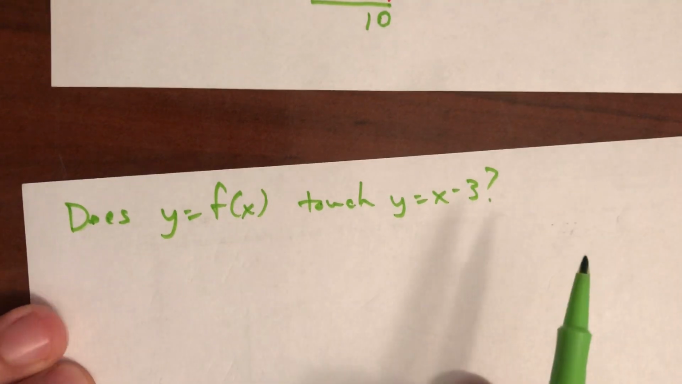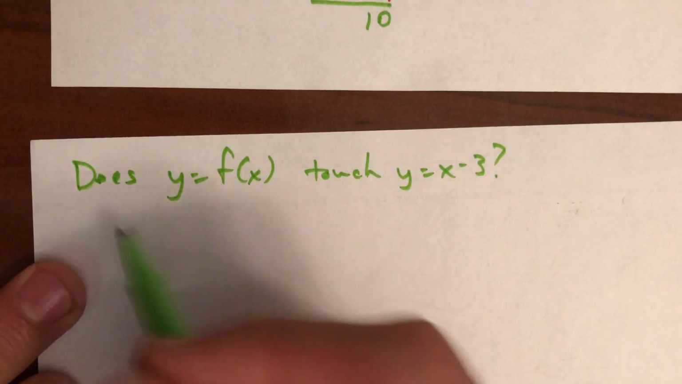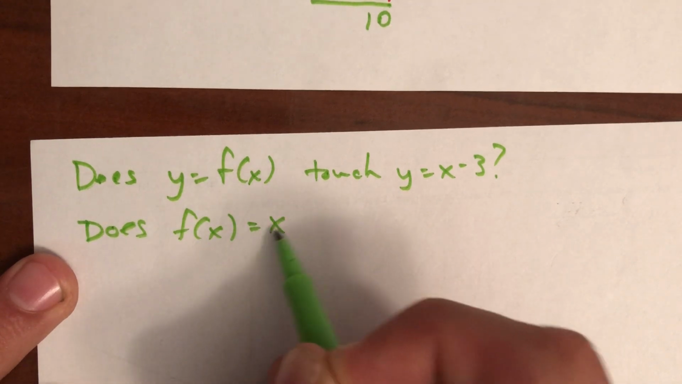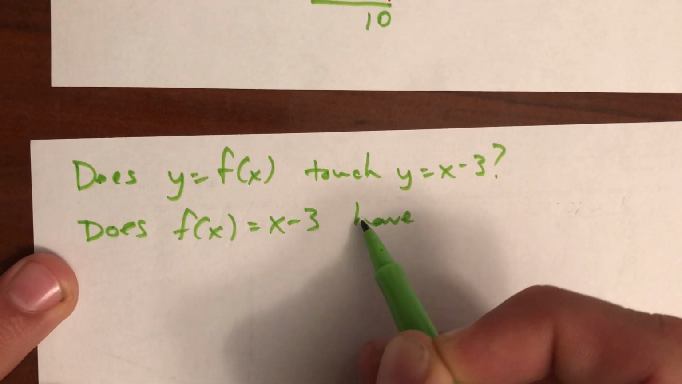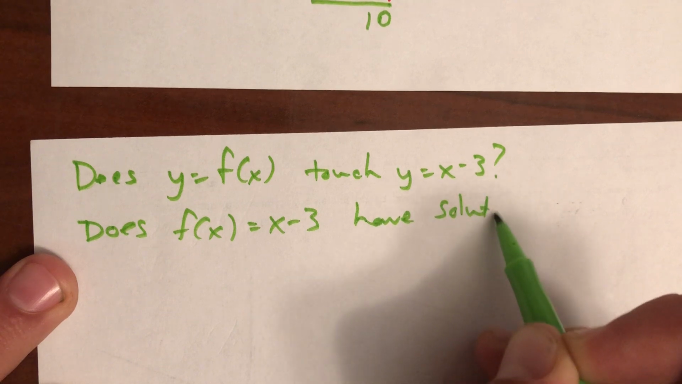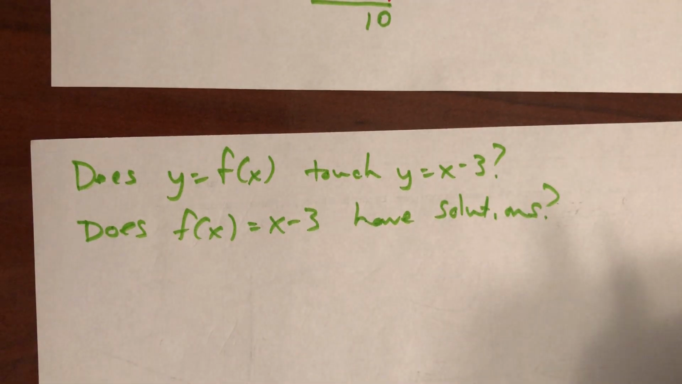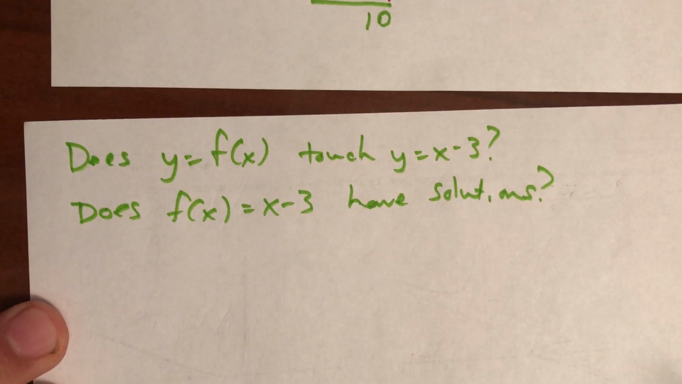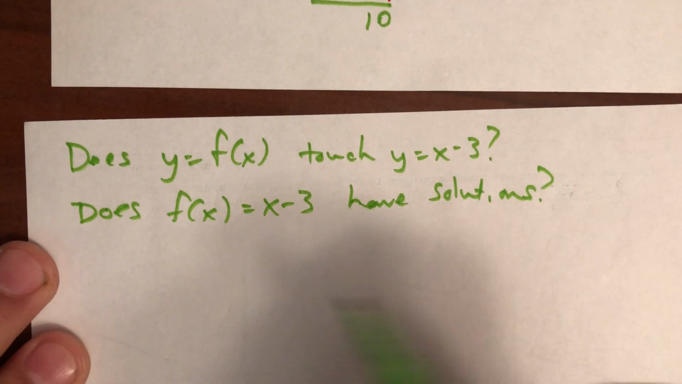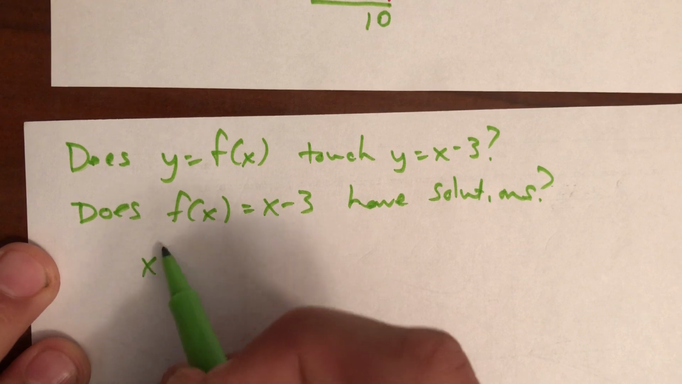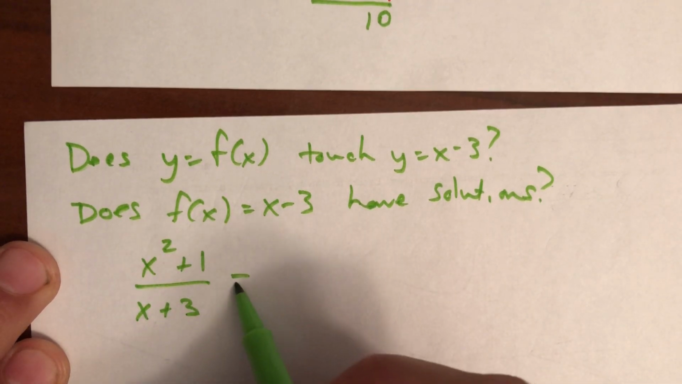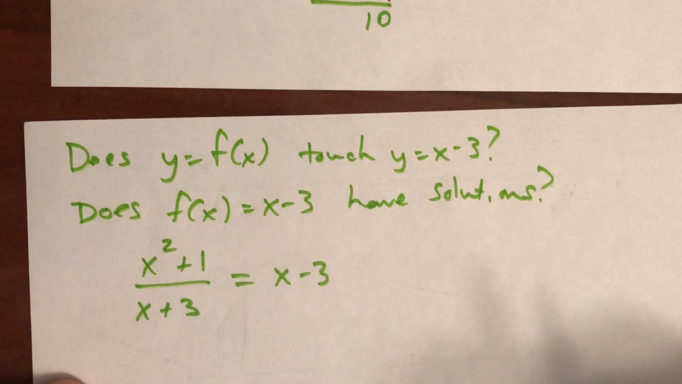So asking this question is the same as asking this question: does our function equal x minus 3 have solutions? And this is going to tell us whether or not our graph intersects this line. So we can go ahead and solve that fairly quickly. We've got our original function, and is that ever equal to x minus 3?